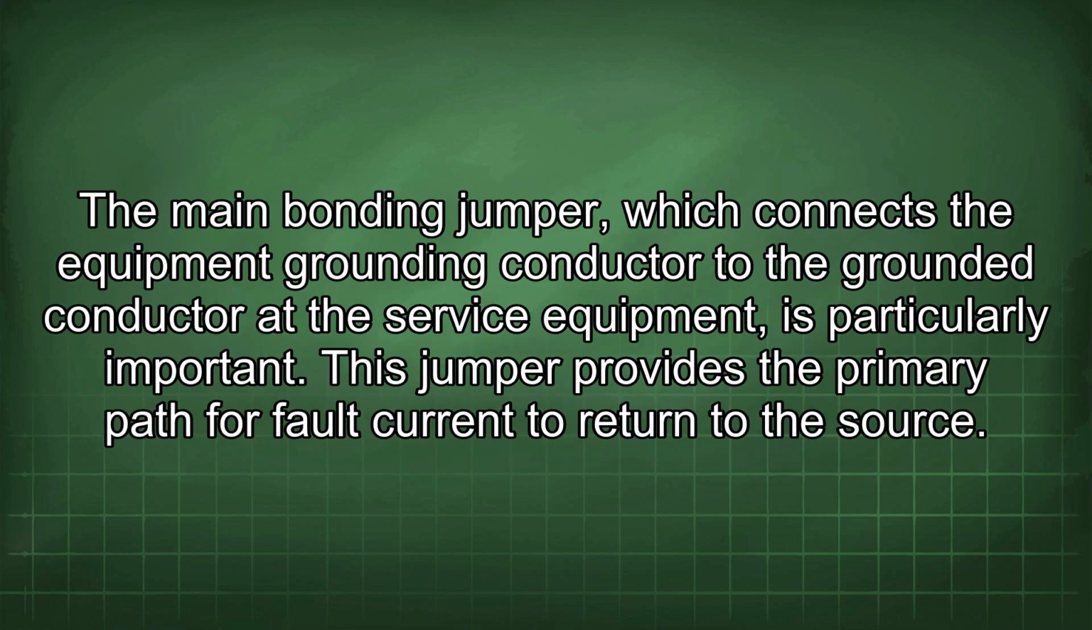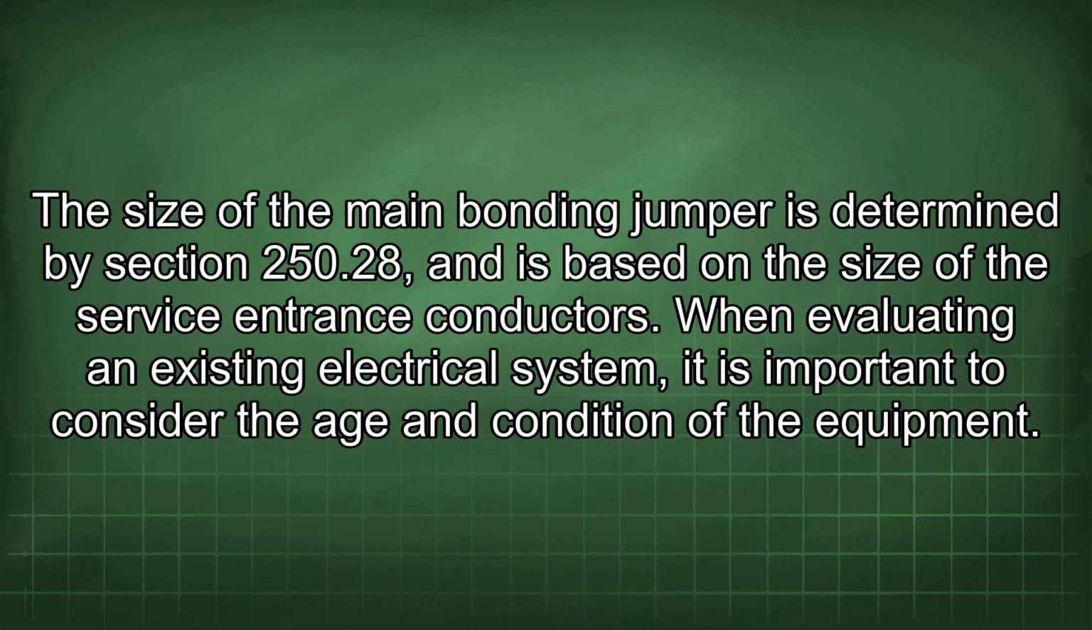The main bonding jumper, which connects the equipment grounding conductor to the grounded conductor at the service equipment, is particularly important. This jumper provides the primary path for fault current to return to the source. The size of the main bonding jumper is determined by section 250.28 and is based on the size of the service entrance conductors.